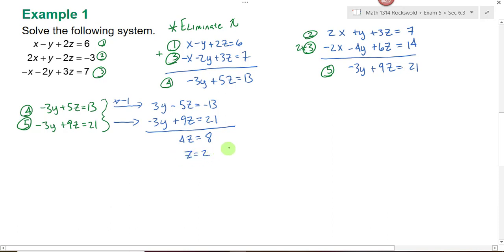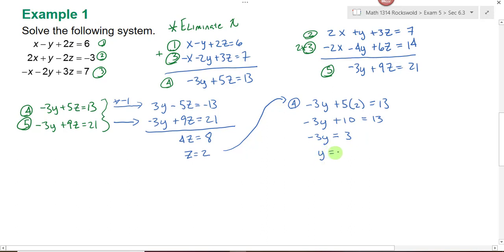Now I can go back to equation either 4 or 5 and solve for y by plugging this in. I'm going to use equation 4, and that gives me negative 3y plus 5 times 2 equals 13. Simplifying this gives me negative 3y plus 10 equals 13. Subtract 10 from both sides, and I get negative 3y equals 3, and that means that y is equal to negative 1. So now I know values for z and for y. I have to go back and find x.